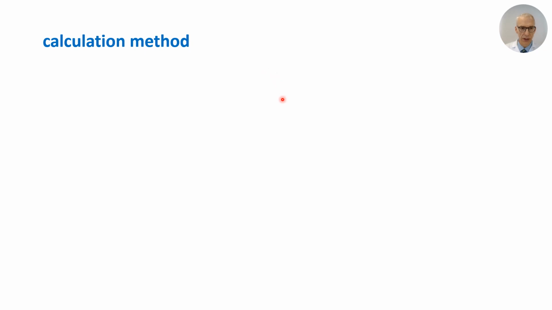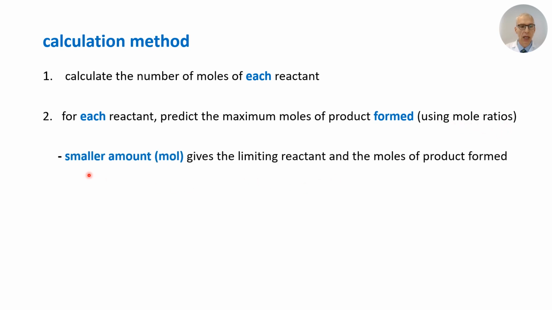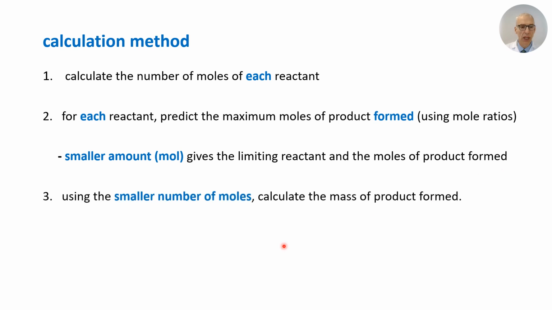So I'm going to set out the calculation method. Step 1, calculate the number of moles of each reactant. For each reactant, use that numbers of moles to predict the maximum moles of product formed, taking into account the reacting mole ratios. The smaller amount in moles of product gives the limiting reactant, and the moles of product formed. Using the smaller number of moles, calculate the mass of product formed.